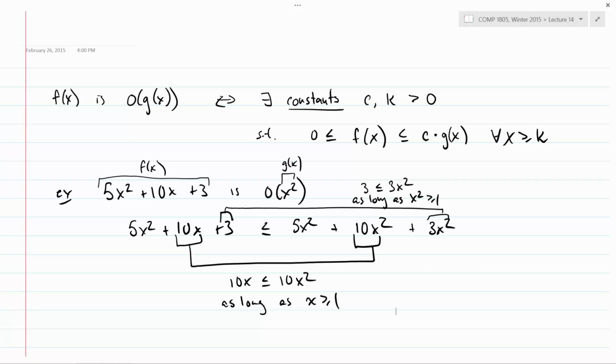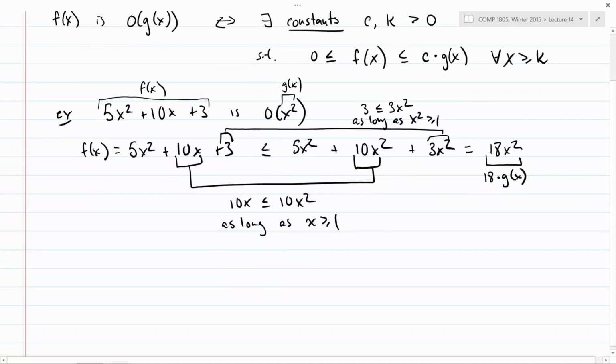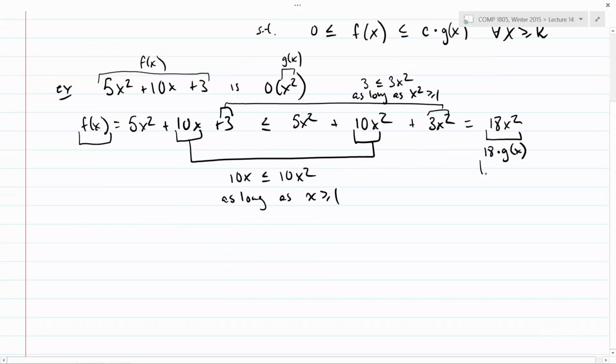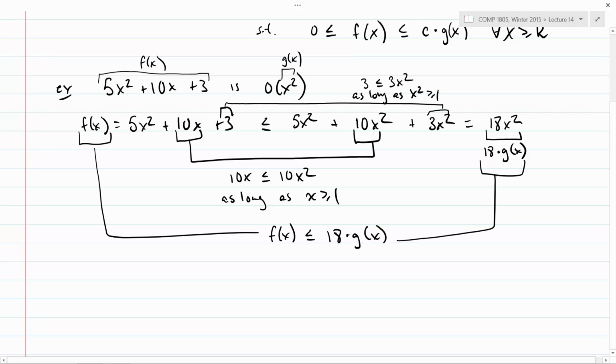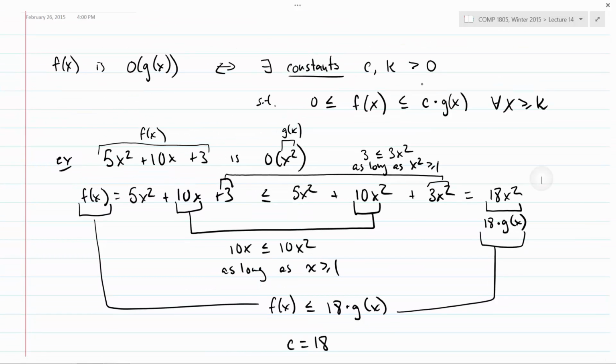All right, so the next step of this is to say, okay, well, I'm shooting for a constant times x squared, and now I have a bunch of terms that are all x squared, so I can collect like terms, and I get 18x squared here. And that's exactly what I'm going for, right? This is 18 times g of x, and this thing over here was f of x. So this shows that f of x is less than or equal to 18 times g of x. So this 18 here is my c, and I know that looking at my definition.